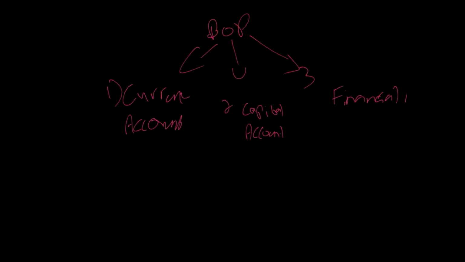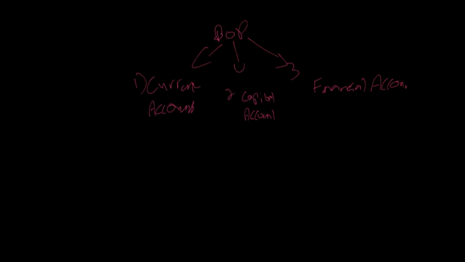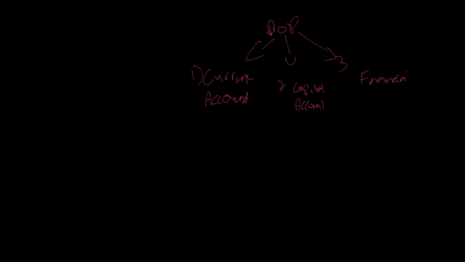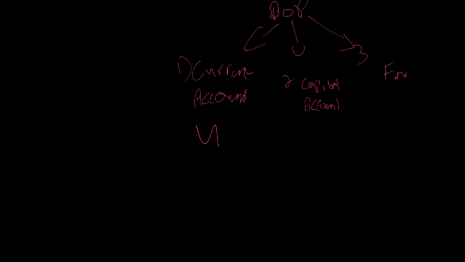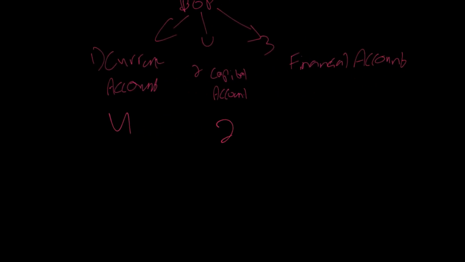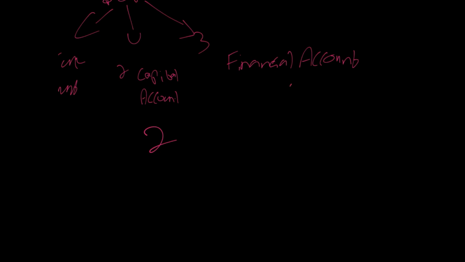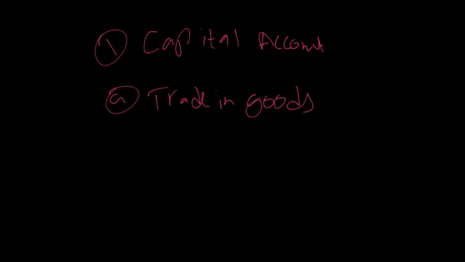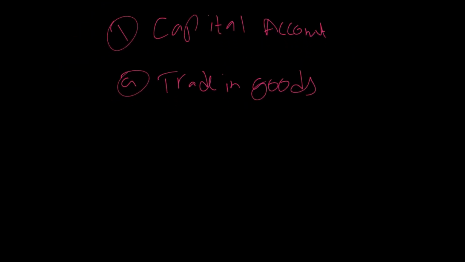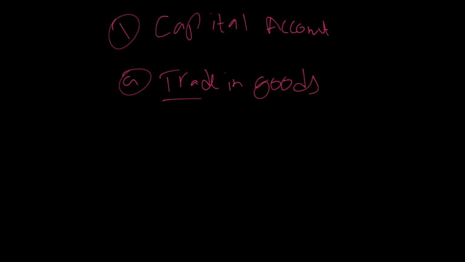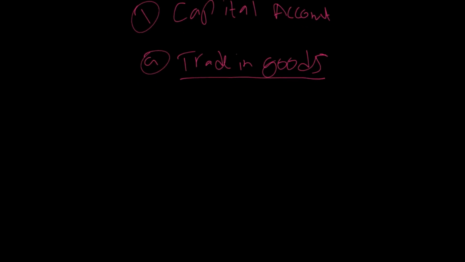Now within each of these accounts we have different sub accounts as well, or subcategories. For example, in the current account we have 4 different subcategories, in the capital account we have 2, and then in the financial account we have 4 again. So the first part of the current account is known as trade and goods, this one. So basically this account covers all the international transactions in goods.